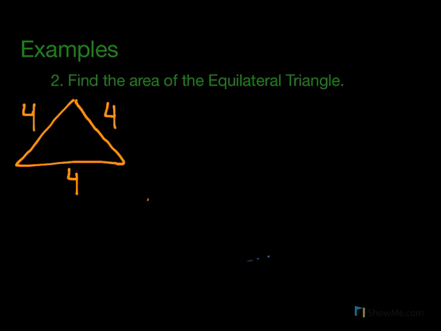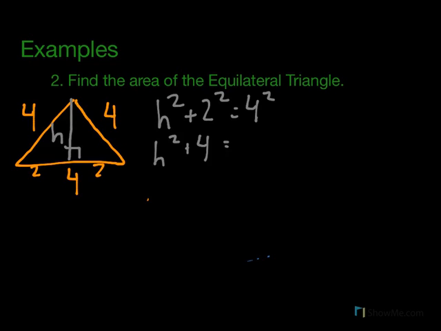For our last example, we're going to find the area of an equilateral triangle. Same as before, we're going to draw the altitude, making a right triangle, and write h. Now we have to use the Pythagorean theorem, so we're going to do h squared plus 2 squared, because now these bases are each 2 on each side, is equal to 4 squared. Let's simplify this a little bit. H squared plus 4 is equal to 16. To get h alone, we're going to subtract 4 from both sides. So we'll have h squared is equal to 12.